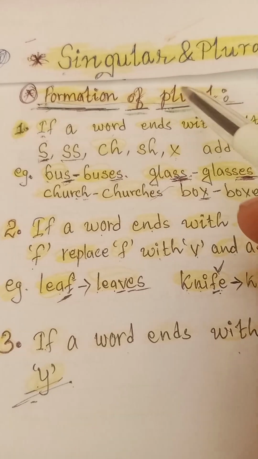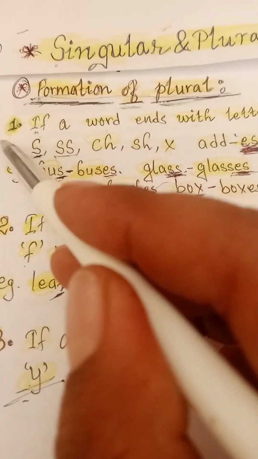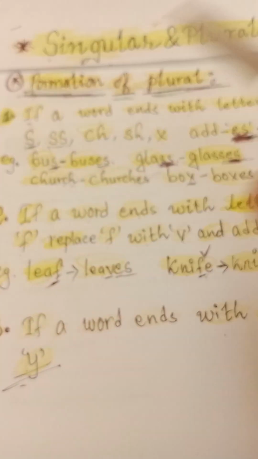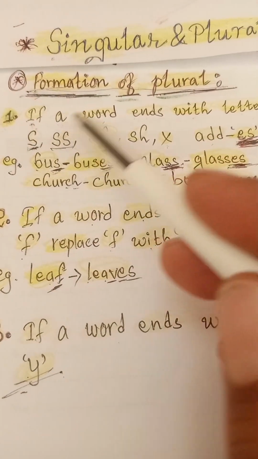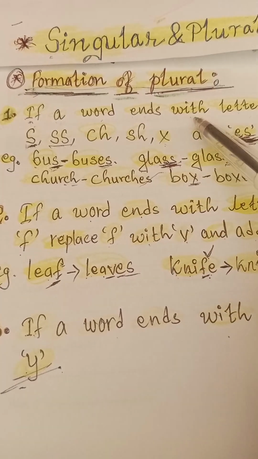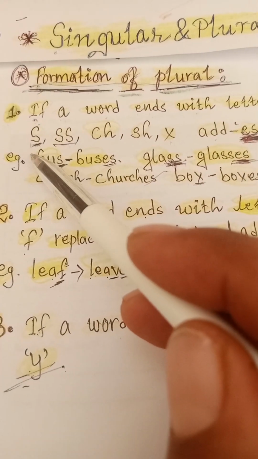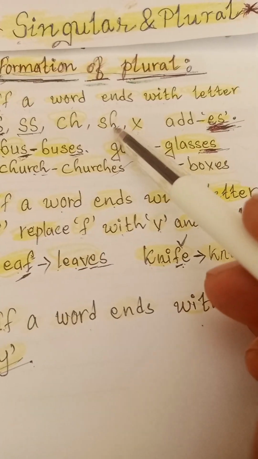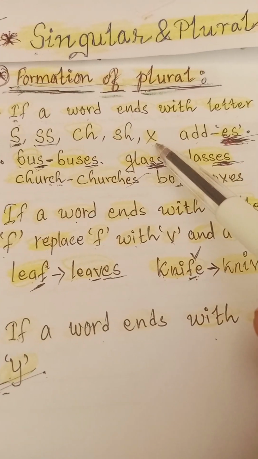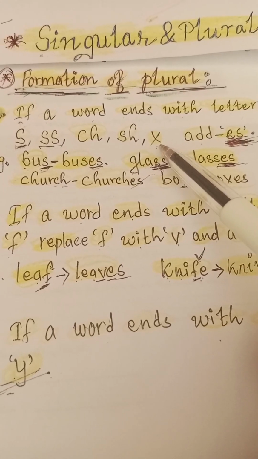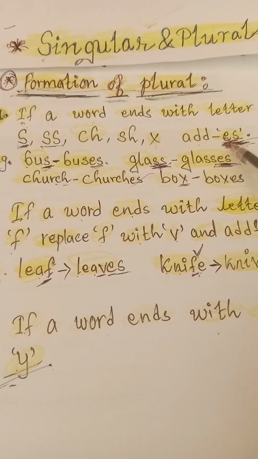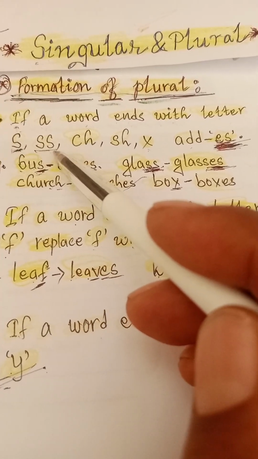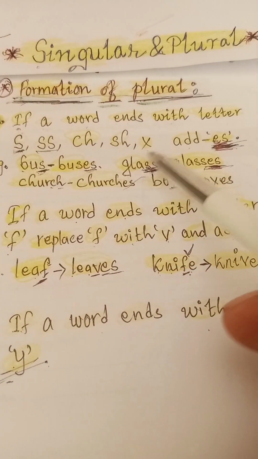So, in rule number 1 I have written: if a word ends with letter S, double S, CH, SH, X, we simply add es to those words that end with letter S, double S, CH, SH, X.